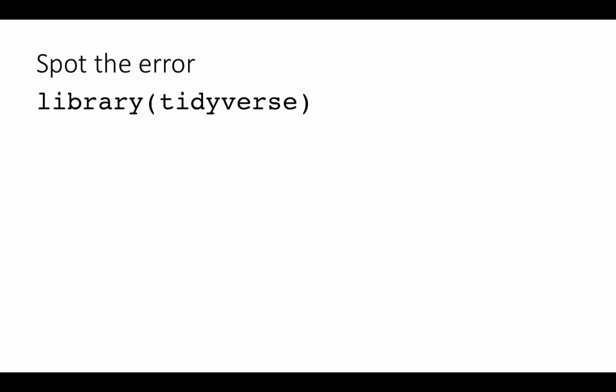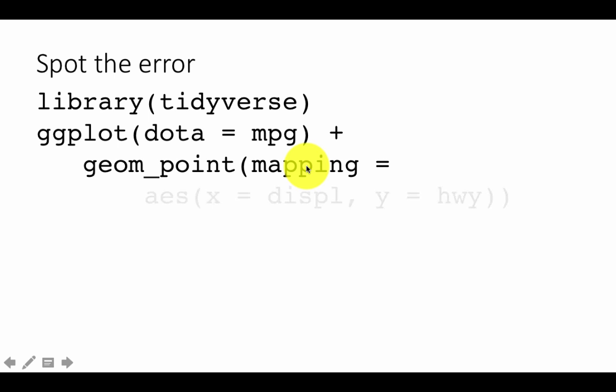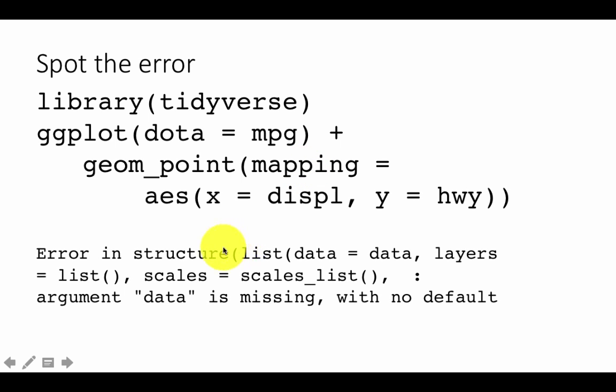Another example. library(tidyverse). And then I'm just doing some ggplot. You do all this and then you're getting an error message. So this is a ggplot command that we typed from what you've learned in the previous lectures. Then it's saying error in structure(list(data = data, blah, blah, blah. It says argument data is missing. This is a key point.